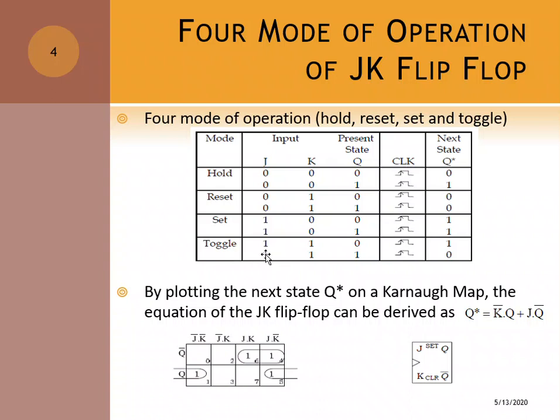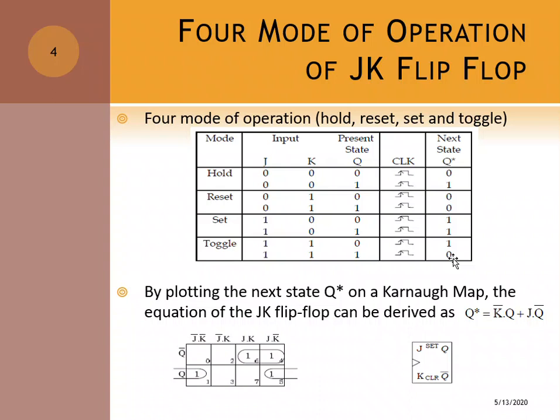So toggle, J, K both equal to 1. If present state 0, clock is activated, next state will be 1. Okay, if both J, K equal to 1, present state 1, clock is activated, next state will be 0. Okay, so you can see the difference between JK flip-flop compared to SR flip-flop. JK flip-flop has toggle mode compared to SR flip-flop. In our previous chapter, if S equal to 1, R equal to 1, it will be invalid.